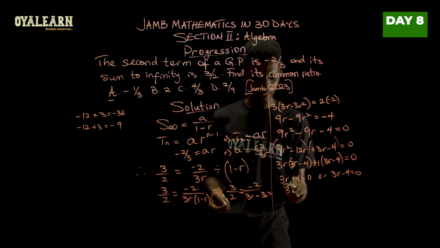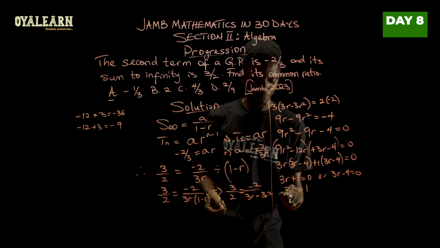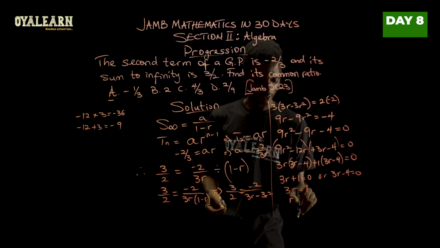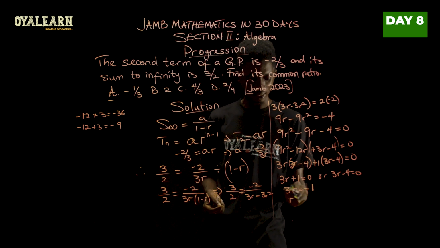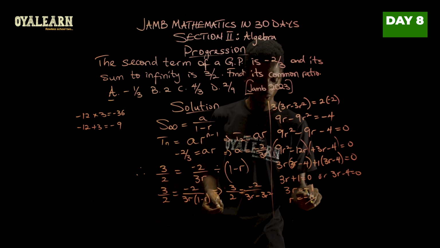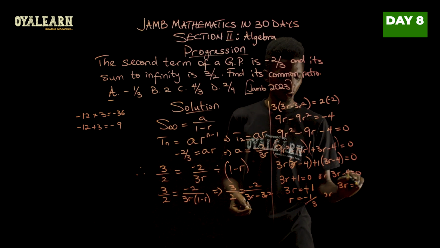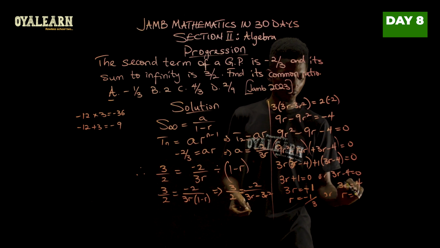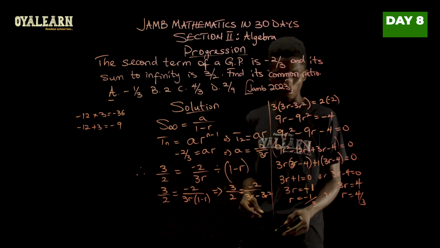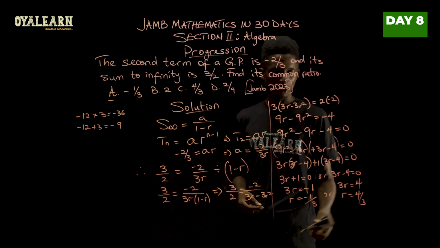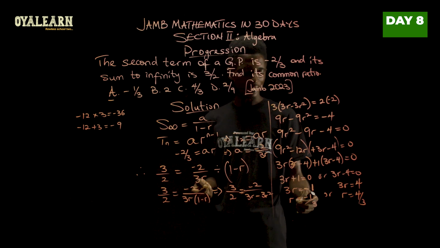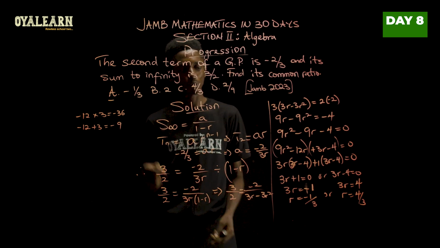So from here we can say 3r equals minus 1. So r will be minus 1 over 3. Or here we say 3r equals plus 4, which implies that r will be 4 over 3. Now if you observe, we have two answers for r. 4 over 3 is part of the options. Negative 1 over 3 is also part of the options.